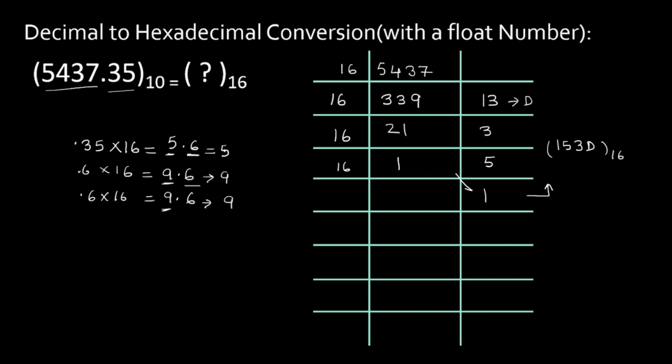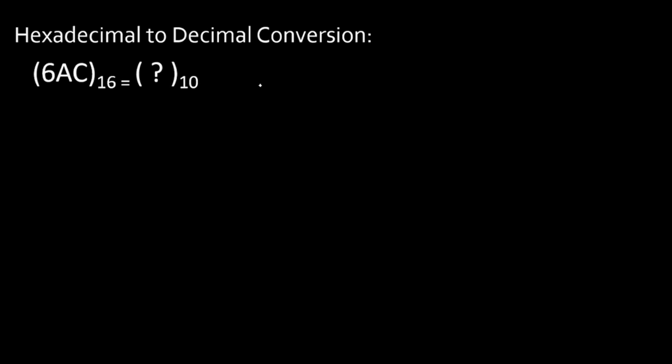Okay, now to convert the decimal part into hexadecimal, we will move from top to bottom, not from bottom to top. So we will get 0.599 as the hexadecimal equivalent of 0.35. So the answer would be 153D.599. This is the hexadecimal equivalent of 5437.35. Now come to hexadecimal to decimal conversion.